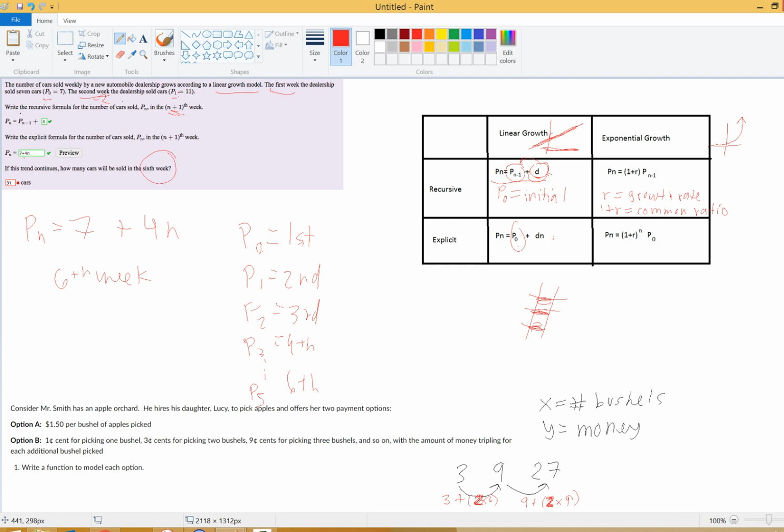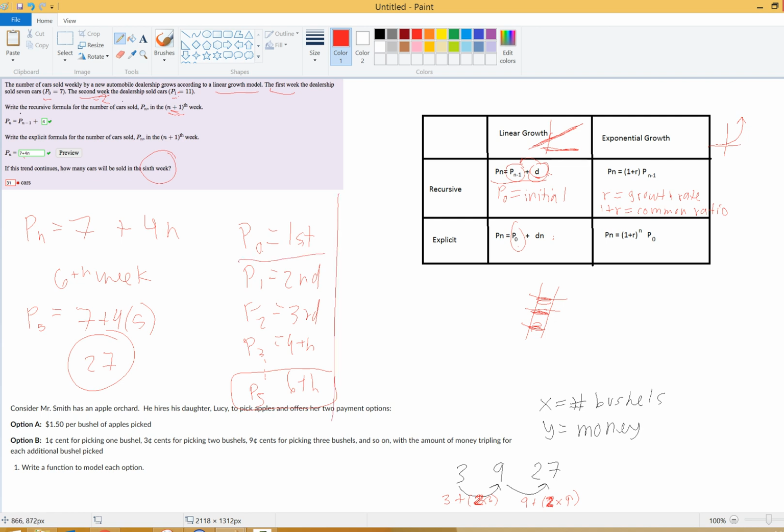Just because, for whatever reason, we started with P sub 0 as our first week instead of P sub 1 as our first week. It's just a labeling issue, which we have to make sure we account for when we're plugging in our n. So the 6th week is actually n equals 5. So to find P sub 5, the 6th week, we'd do 7 plus 4 times 5. So 27 for that answer. So be careful about that, making sure you're lining up with whatever you labeled as the first week.